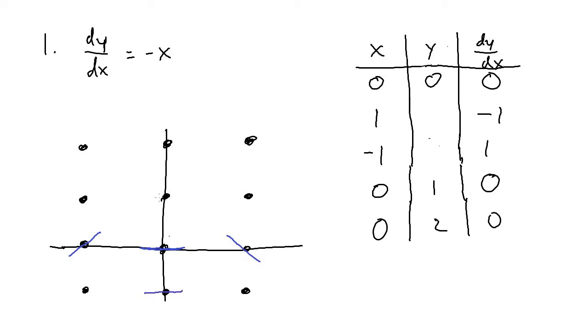So at 0, negative 1, 0, 0, 0, 1, and 0, 2. At all x values of 1, we're going to have a slope of negative 1. So at 1, negative 1, at 1, 0, at 1, 1, and at 1, 2. And at all x values of negative 1, the slope, or dy/dx, is always going to be 1. So at negative 1, negative 1, the slope is 1, negative 1, 0, negative 1, 1, and negative 1, 2.